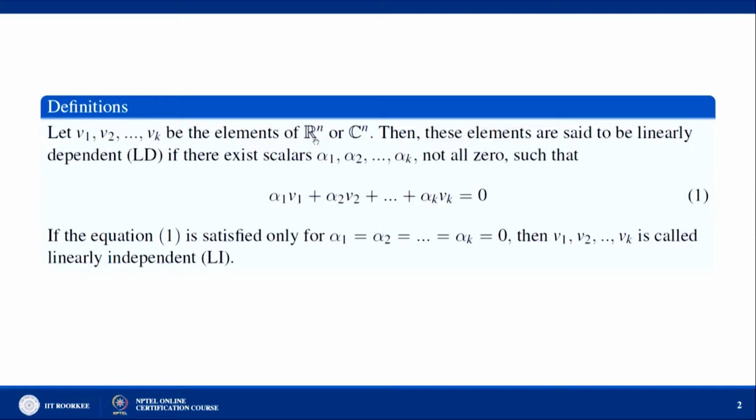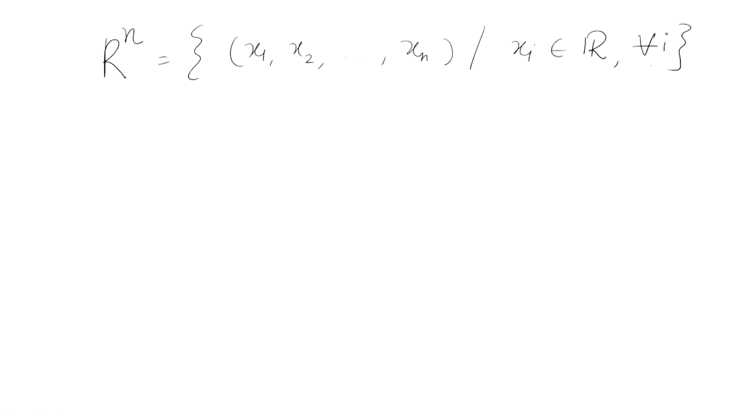So let V1, V2 up to Vk, let us suppose these are k elements of Rn or Cn. What do you mean by Rn? Rn means all those x1, x2 up to xn such that xi belongs to R for all i. That means Rn is simply a set of n tuples such that each xi belongs to R. Now, if you think about Cn, then Cn is simply all x1, x2 up to xn such that xi belongs to the set of complex numbers for all i.